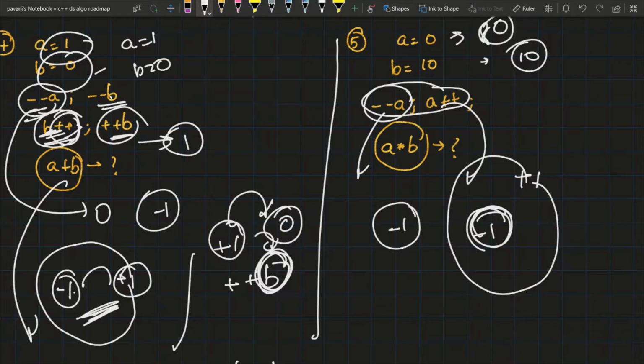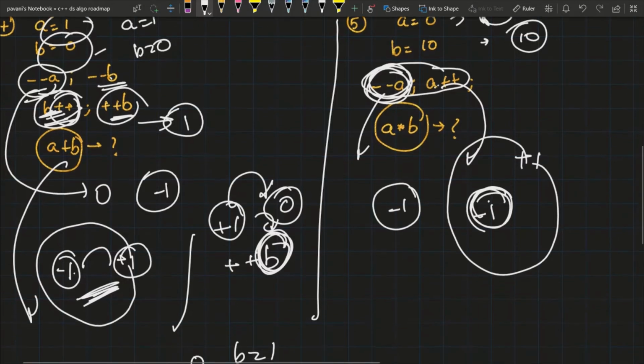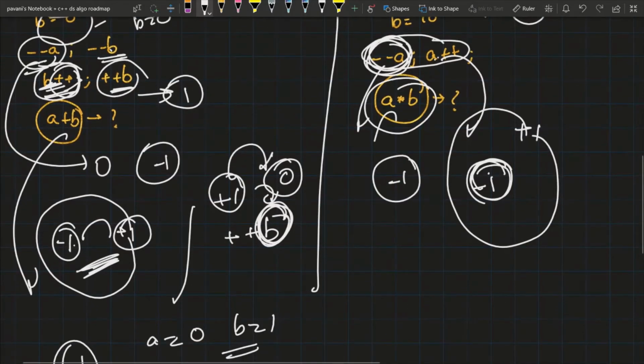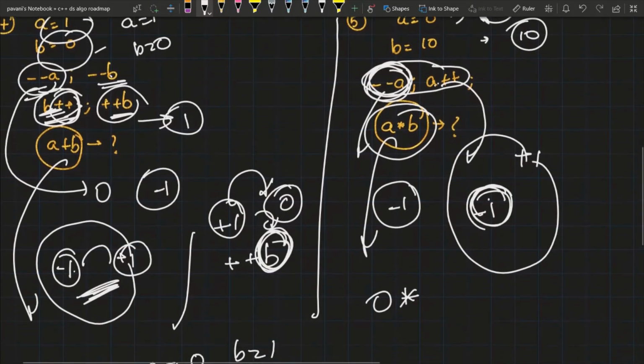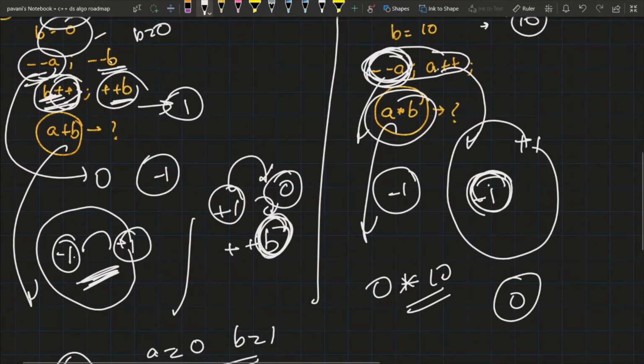Did you get that? The value of a is -1. How did we get that? Because here the value became -1, so the value of a is -1 now, and we are increasing by +1. When the compiler sees a again, 1 will be added to it. So -1 plus 1 is 0, into b. What is the value of b? 10. 0 into 10, how much? 0.